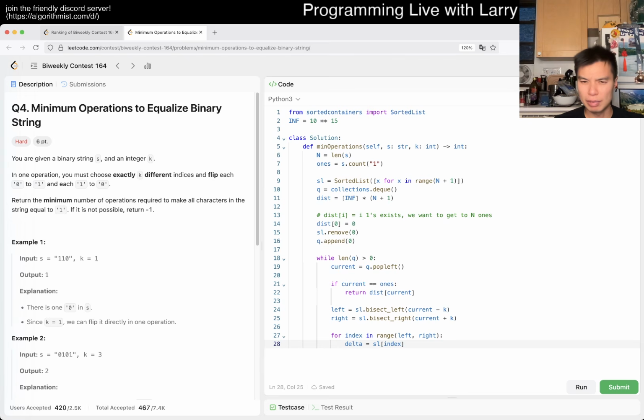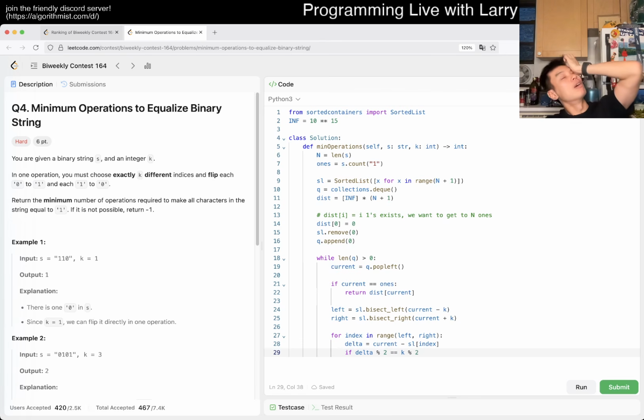Which way does it go? I think it's just current minus this, right? If delta, I mean something like this, but I forget if it's 0 or 1 or k is equal to 2 or something. I have to think it through. Okay, so if it's 3 and the delta is 3, then we're good, right? If k, this is too much stuff in my head.